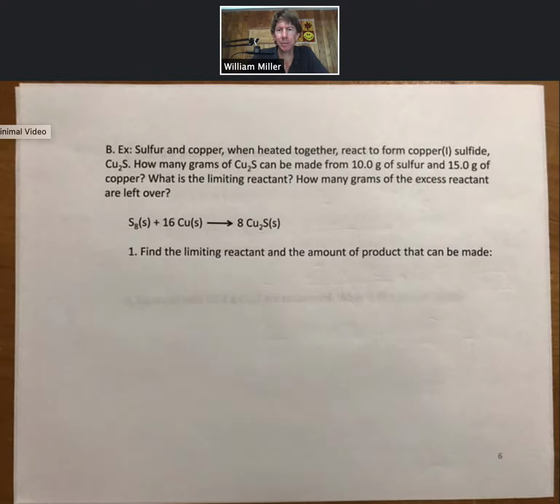Limiting reactant problems are such a large part of this course that I'd like to put another one in the lecture notes and the lecture outlines. We will do probably 50 different versions of limiting reactant problems throughout the course of this semester.